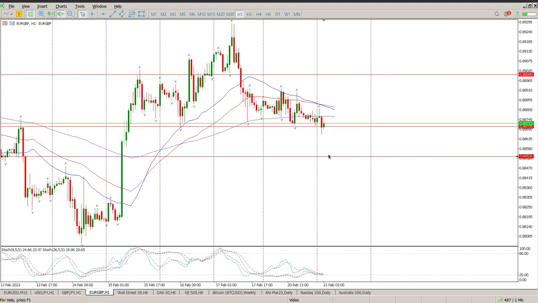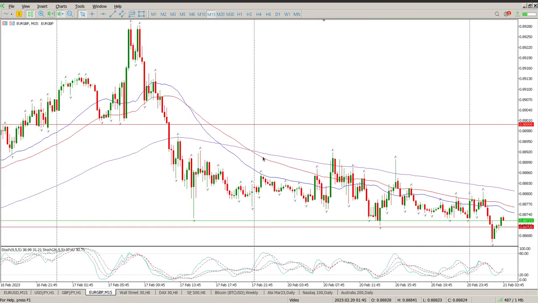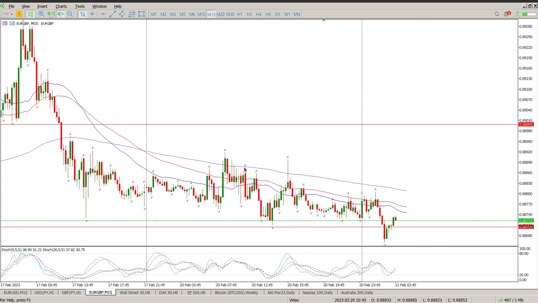I want to be above the moving averages for a long on the hour. If we just drop down to 15 minutes, you'll see why we're below the moving averages here, and we're staying below the 155. So on the lower time frames, 15 minutes and below, we're in a downward trend. Obviously we'd want that to break in order for us to be long.